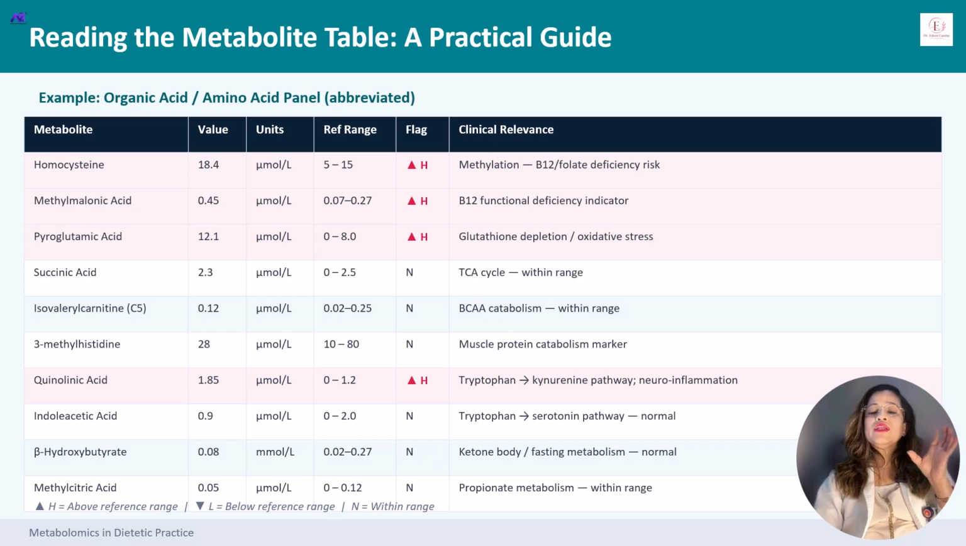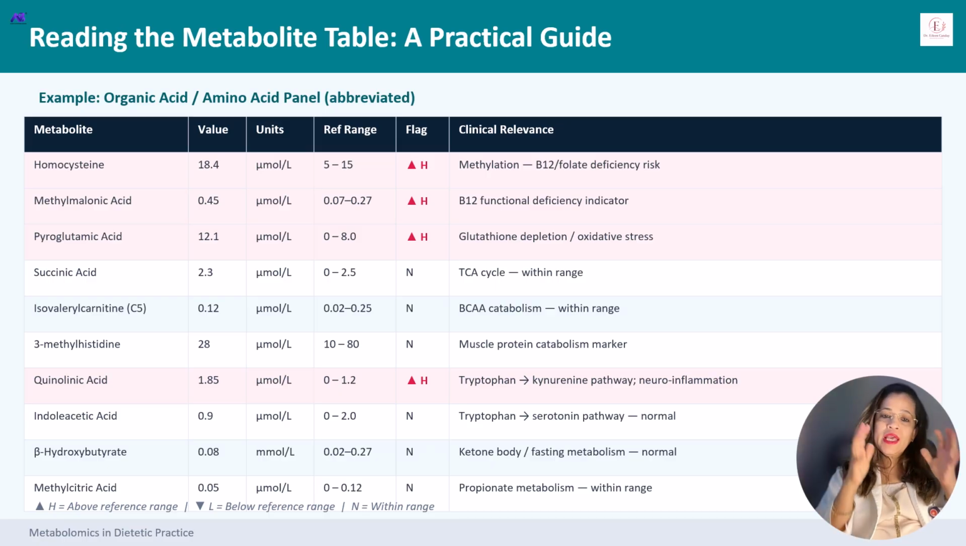tryptophan-containing foods. So what we are trying to say here is to always look at the clusters of findings and not the individual metabolites in isolation. If you find a cluster of findings like homocysteine plus MMA elevated together, there is strong evidence of B12 deficiency rather than only one marker. So therefore, you have to understand how these impressions are made.